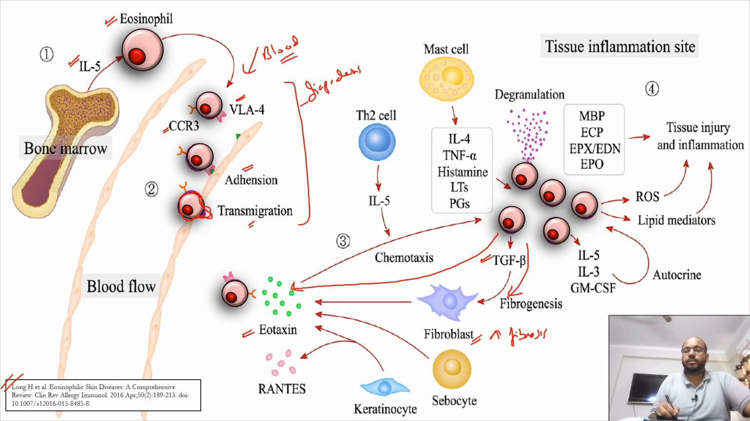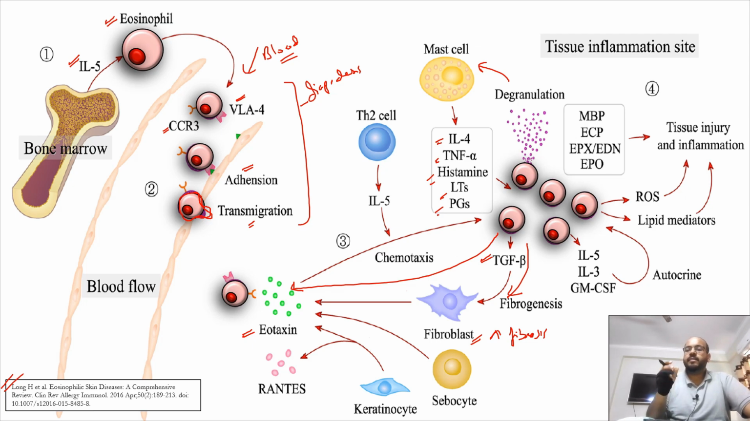Okay, now eosinophils, when they degranulate, will stimulate other cells like mast cells. Now, mast cells can further stimulate eosinophils using IL-4, TNF-alpha, histamine, leukotrienes, prostaglandins. Again, the positive feedback loop.